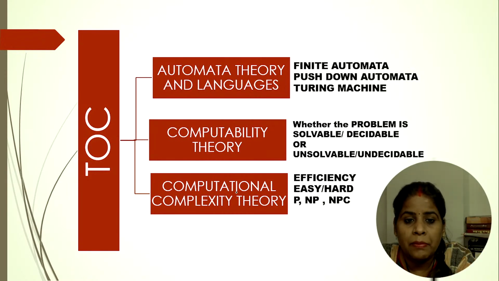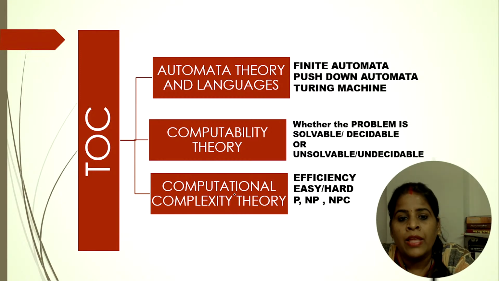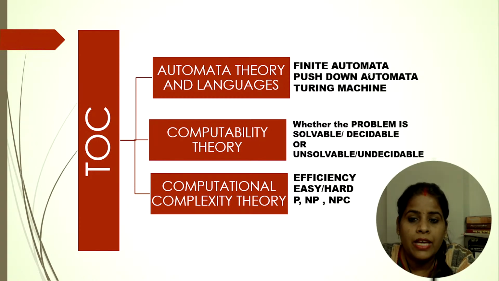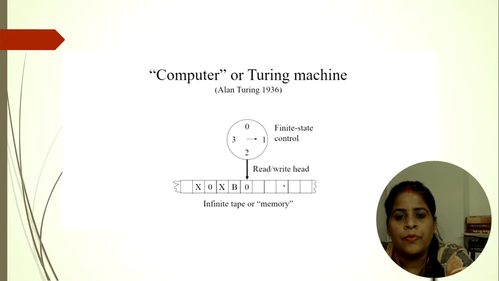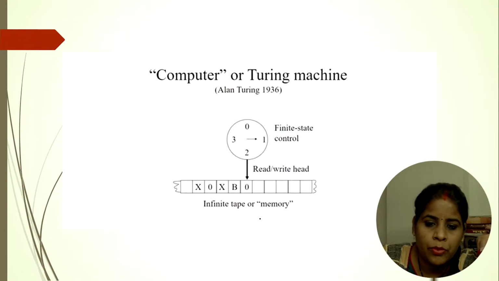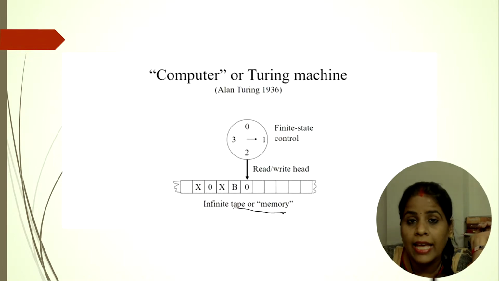TOC is in 3 parts: automata theory and languages, computability theory, computational complexity theory. In automata theory and languages, finite automata, push-down automata and Turing machine are coming. This time we are discussing finite automata, then we will discuss push-down automata, and after that Turing machine. All these things will come in series. Turing machine has infinite memory, infinite tape. I will underline the main points.